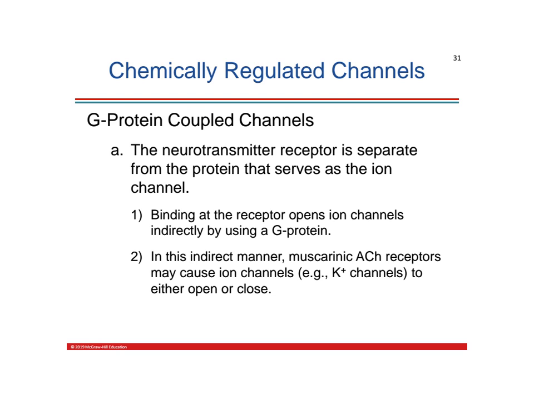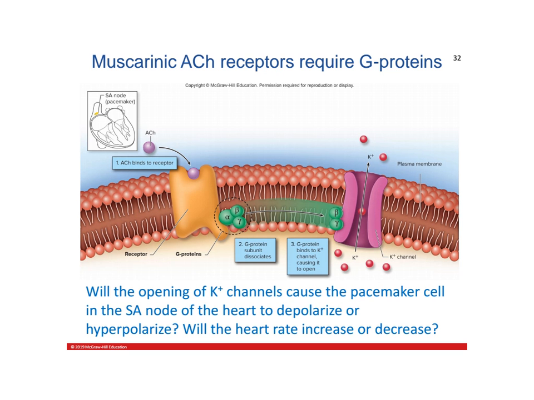And so what's going to happen is that the ligand will bind at the receptor, and then you will have opening of the ion channel, but it's going to occur in an indirect fashion through the use of a G protein. And I'll show a picture of this in a second. In this indirect manner, muscarinic ACH receptors may cause ion channels, such as potassium channels, to either open or close. So this is a very nice illustration of muscarinic receptors and how important they are. So muscarinic ACH receptors require G proteins.